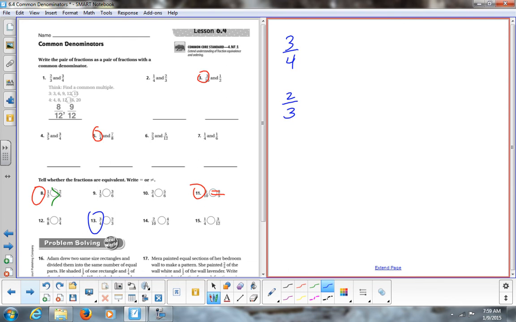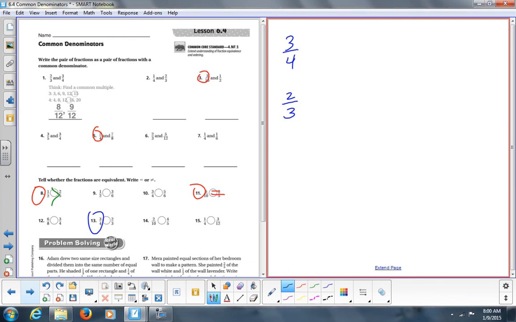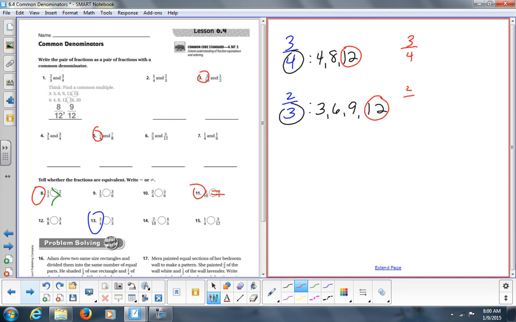Okay, circle your denominator. Okay, let's do multiples. 4 times 1 is 4. 4 times 2 is 8. 4 times 3 is 12. 3 times 1 is 3. 3 times 2 is 6. 3 times 3 is 9. 3 times 4 is 12. Okay, common multiple is my 12. So we're going to take 3/4 and 2/3 and make it into 12.